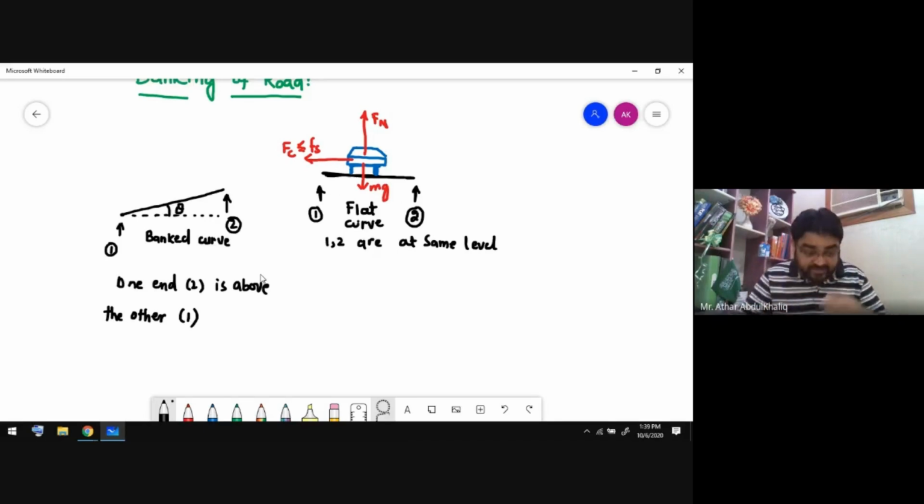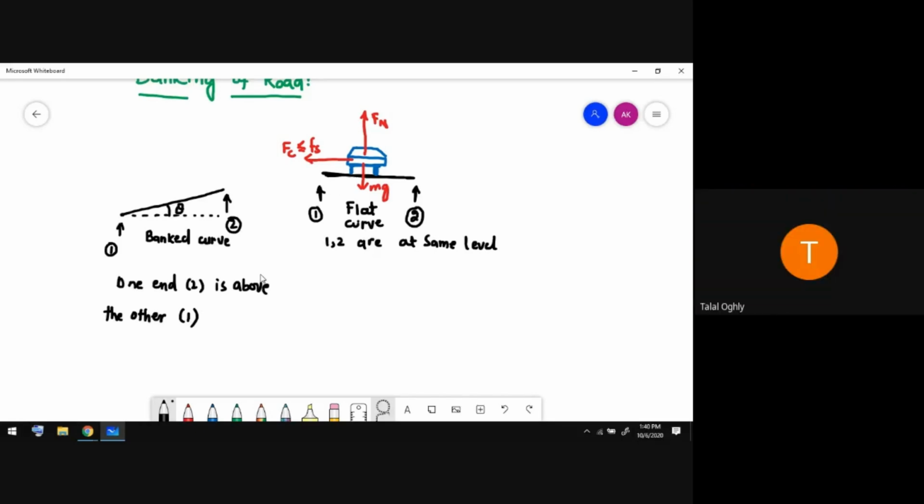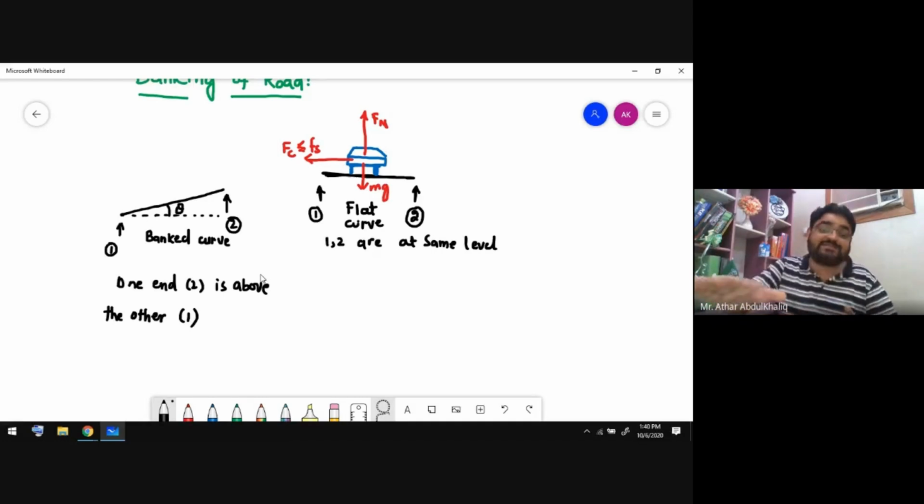For example, if cyclists are racing in a curved path, or motorbikes, if you check the race, when they take a turn they put their leg down and bend their bike, and even after this they can still skid if there is no banking. But if you see clearly, the road on the curve of the bike race is always a little bit lifted on the other side from where they are taking the turn. So this lifted part is called banking. So one end, like end number two, is above the other. So this is called a banked curve.